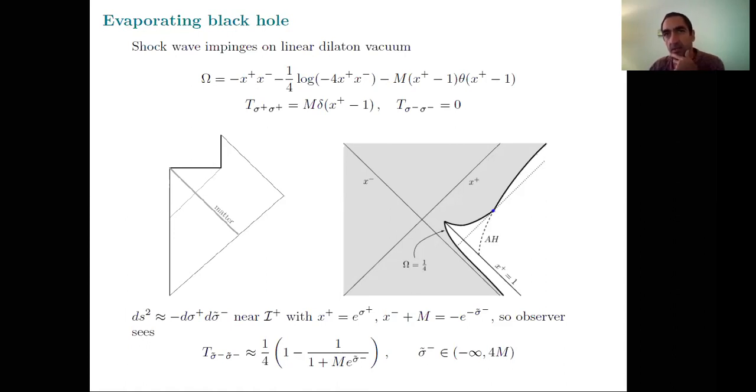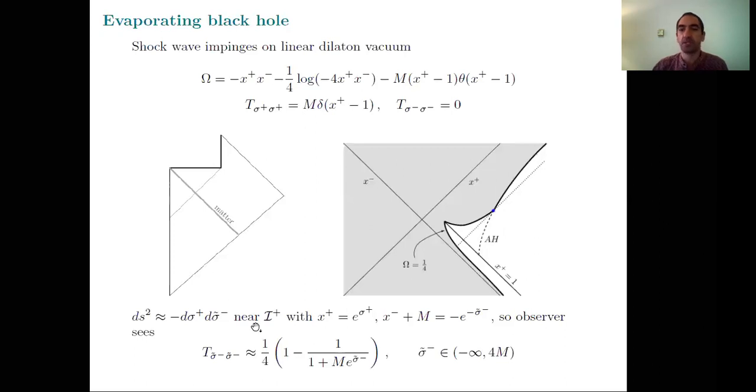And there was a bit of a bottom-up cheat to deal with this situation, which is that people said, okay, at this evaporation endpoint, because the metric at scri plus seems to be flat in these shifted coordinates, I'm just going to paste on, sharply along this null ray, a linear dilaton vacuum in these shifted coordinates.